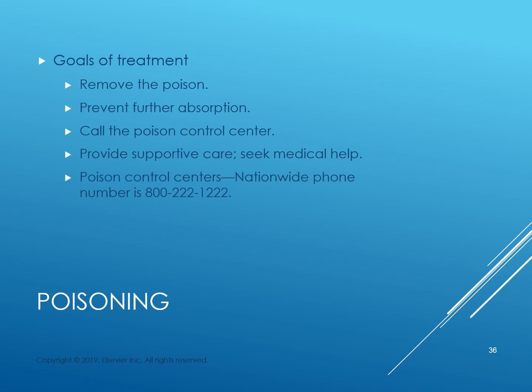Poisoning is the #1 cause of accidental death in the United States and the third leading cause of accidental deaths in adolescents. Goals in the primary management of poisoning include removing access to the poison, preventing further absorption, calling the Poison Control Center, and providing supportive care and seeking medical help.